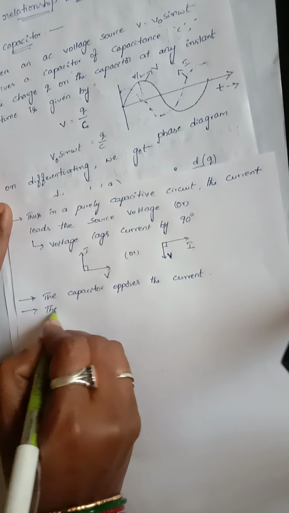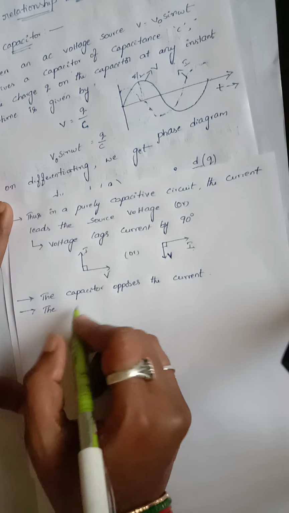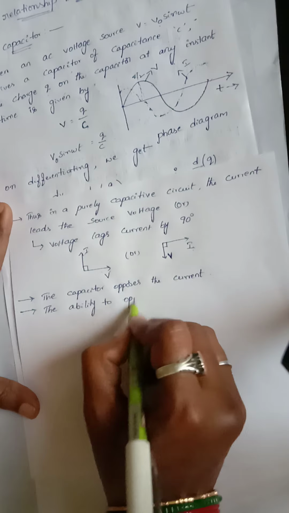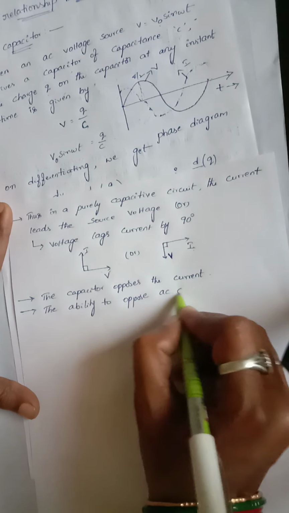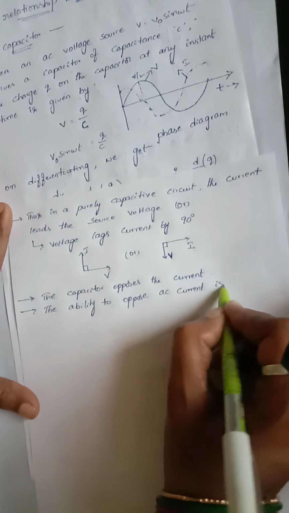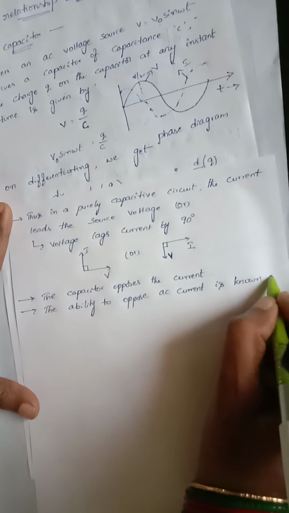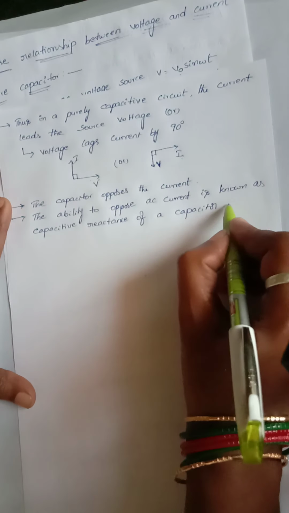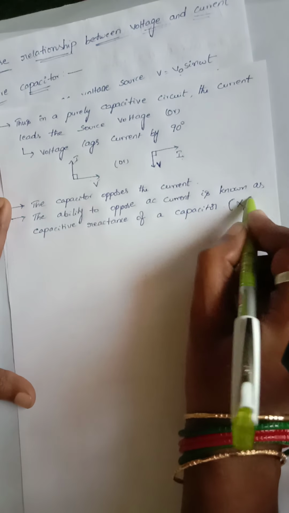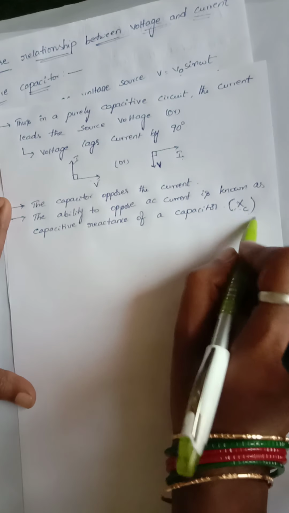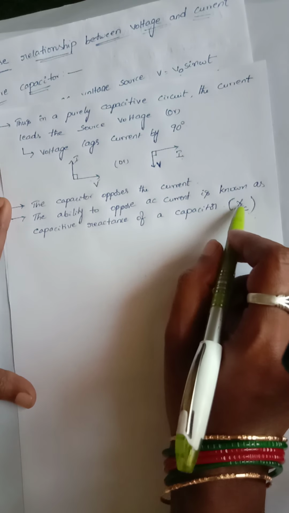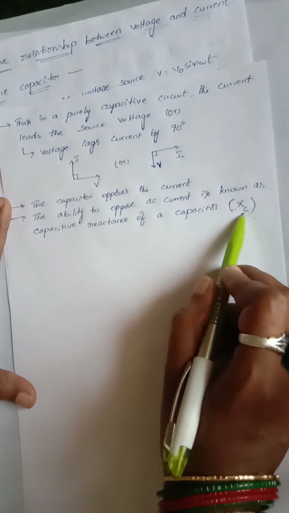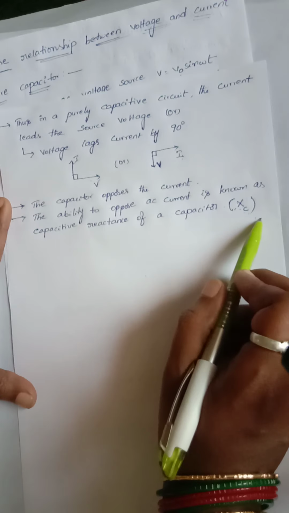The ability of a capacitor to oppose AC current is known as capacitive reactance. It is denoted by XC. X is nothing but reactance, and here we observed capacitive reactance, so that's why we consider the symbol XC.